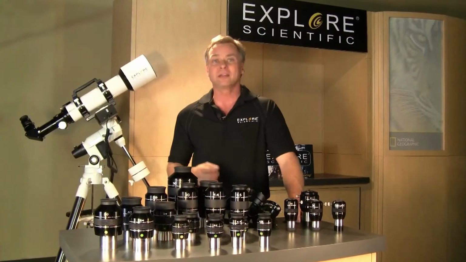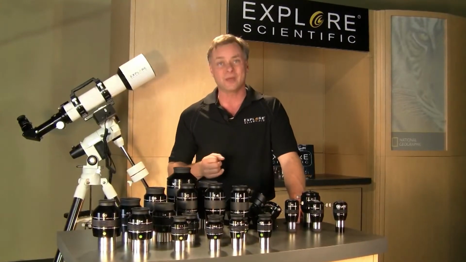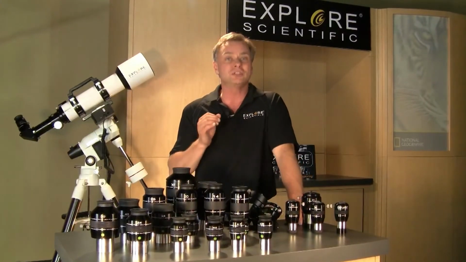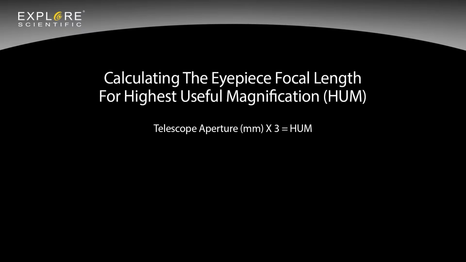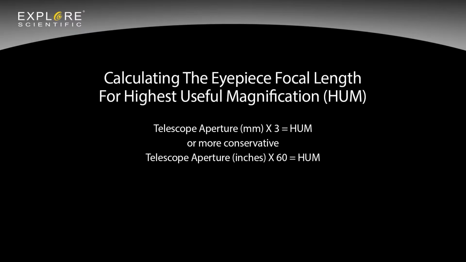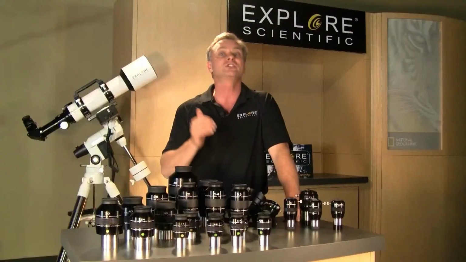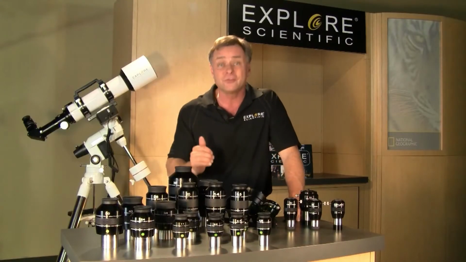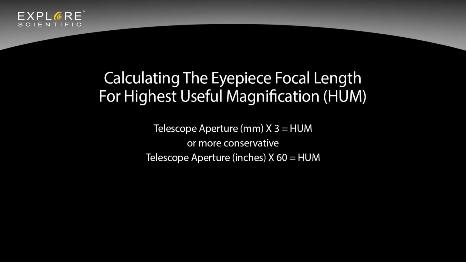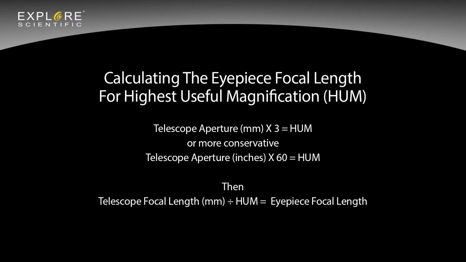So this formula is for calculating the eyepiece focal length for the highest useful magnification. What you do is you take the telescope aperture in millimeters, multiply by 3, and that'll give you the highest useful magnification number. Or a more conservative number could be brought about by taking the telescope aperture in inches, multiplying it by 60, or if your seeing conditions are not that great, maybe by 50, and that would give you the new highest useful magnification number. Then you take the telescope focal length in millimeters and you divide it by the highest useful magnification number. That will give you the eyepiece focal length that you need to get.